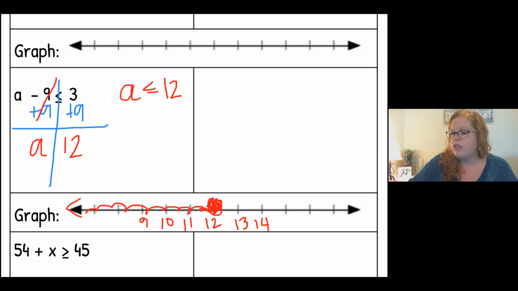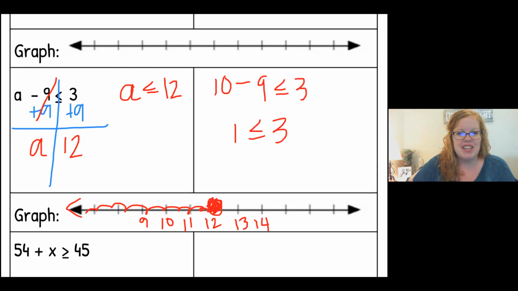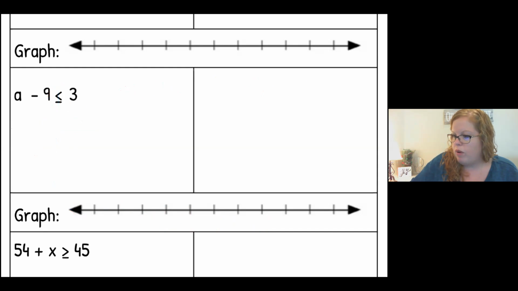I think I'm going to use a different number. I think I'm going to use 10. 10 minus 9 is less than or equal to 3. 1 is less than or equal to 3. So this is a good solution set. Okay, and let's try one more.